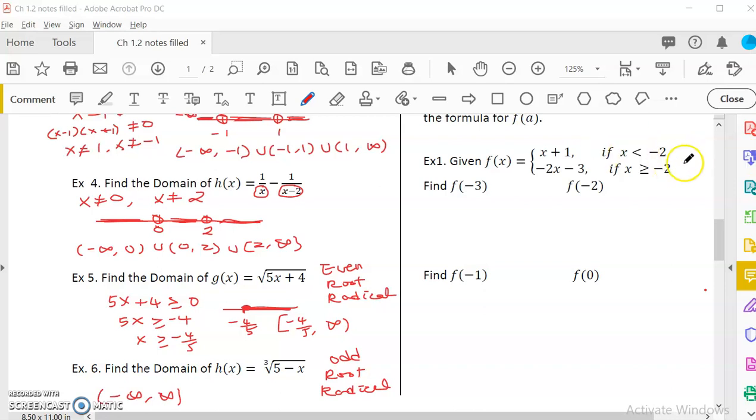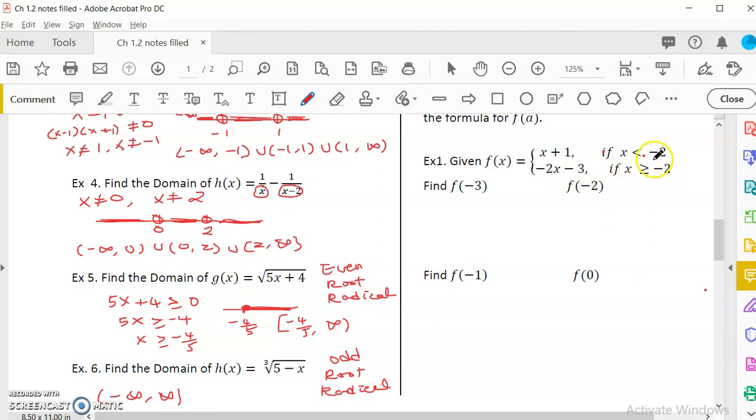work on applications. So for example, a function f of x equals, you will see a big bracket like this, and then there are two formulas listed vertically. The first formula is f of x equals x plus 1, if x is less than -2. That means when x is smaller than -2, you use this formula. And the second is -2x minus 3 if x is greater than or equal to -2. So you can see that they don't overlap. If it is exactly -2, you would use the second one, right? Because x is greater than or equal to -2.